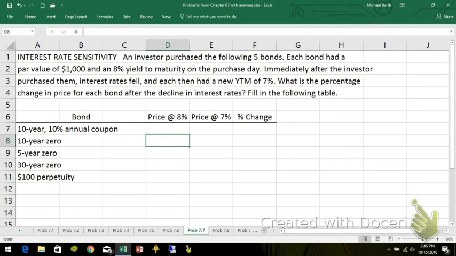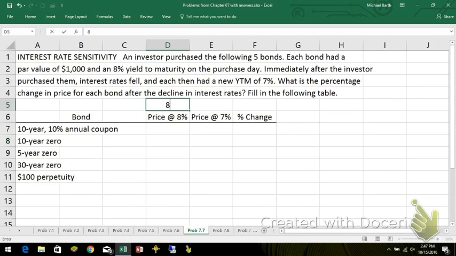All right, this is problem 7.7 from Brigham and Houston's Fundamentals of Financial Management, Concise 9th edition. In here we're asked to measure the interest rate sensitivity for 5 bonds. Each of the bonds has a par value of $1,000 and an 8% yield to maturity on purchase date. Immediately after the investor purchased them, interest rates fell, and they had a new yield to maturity of 7%. What's the percentage change in price for each of them?